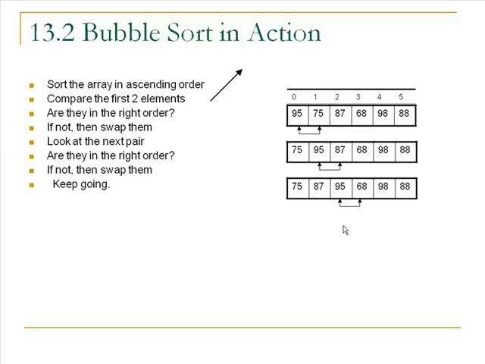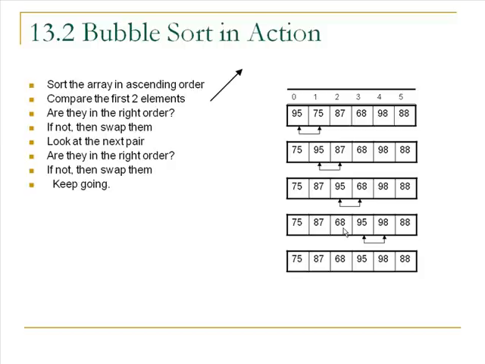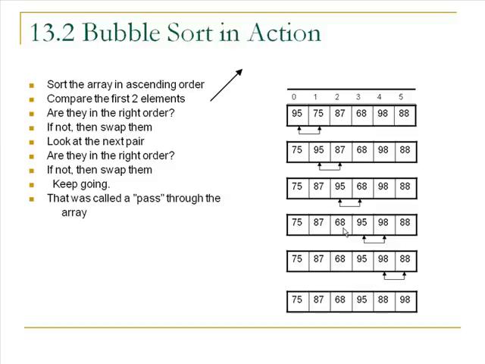Keep going. Look at the next pair of numbers, 95 and 68. They're not in the right order, so we'll swap them. 95 and 98 are in the right order, so we'll leave those two alone. And look at the last pair. 98 and 88 are in the wrong order, so let's swap those. So now what we've just done is called a pass through the array. We've looked at the pairs of adjacent elements in the array, and we've done one pass.